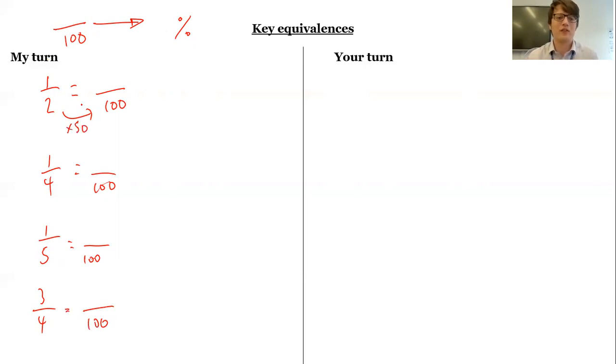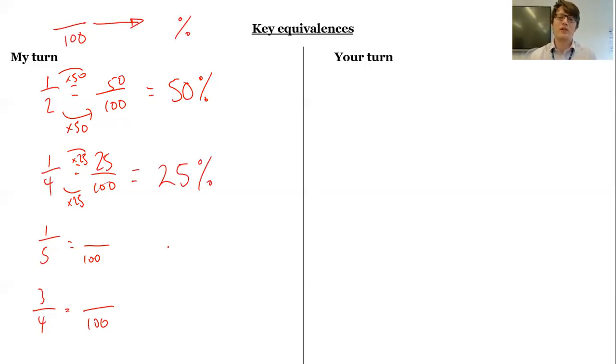Well, 2 times 50 is 100, so do the same at the top, 50 hundredths. So half is the same as 50%. 50 is half of 100, so that makes sense. Well, 4 times 25 is 100. So do the same thing. So a quarter is the same as 25%. A quarter is half of a half. Half of 50 is 25. 1/5, well, is times now by 20. 20 hundredths, so 20%. A fifth is 20%.